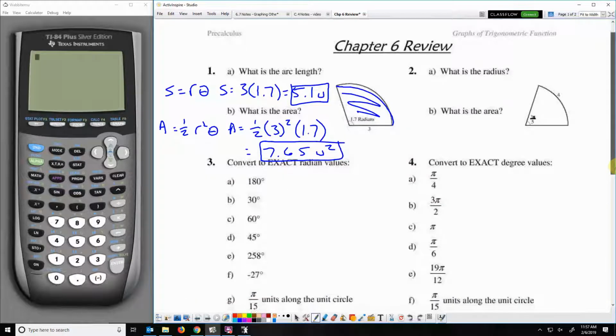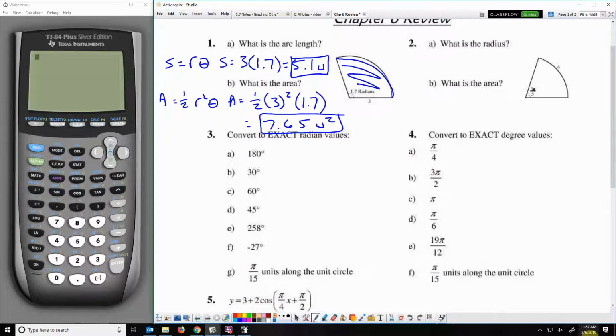Okay, next we will convert between degrees and radians. So to convert from degrees to radians, we need to multiply all of these by pi over 180. I'm not going to write that for every one of these, but 180 times pi over 180, those are going to cancel, and that is pi radians, which makes sense. 180 is halfway around a circle, so is pi radians.